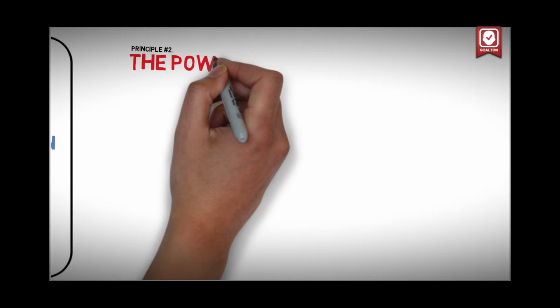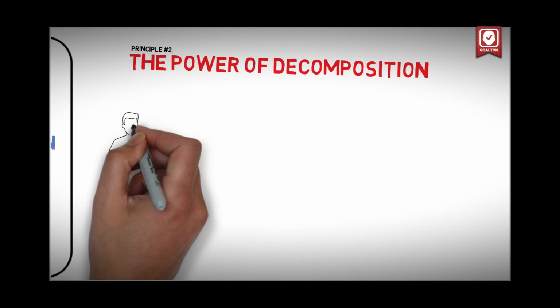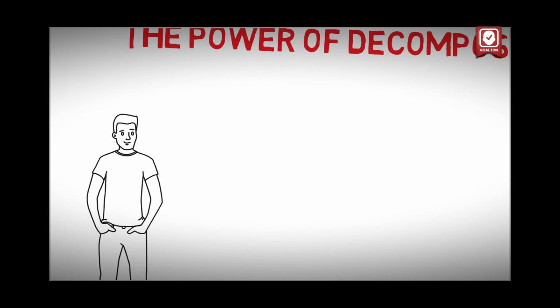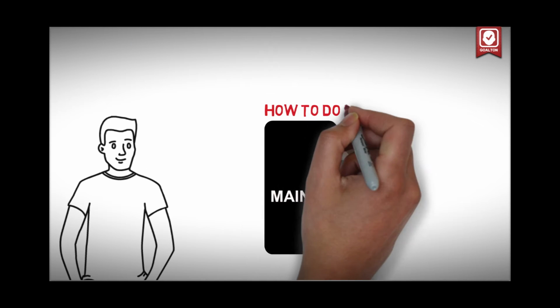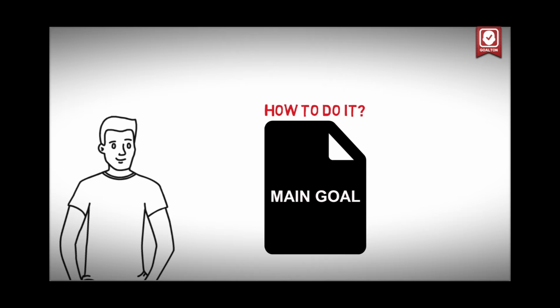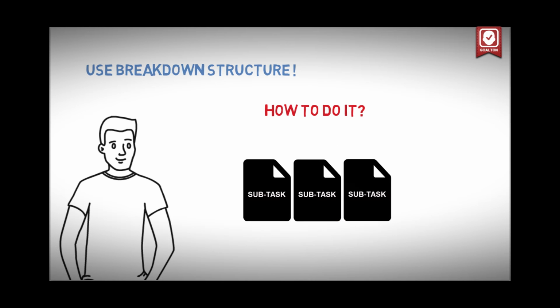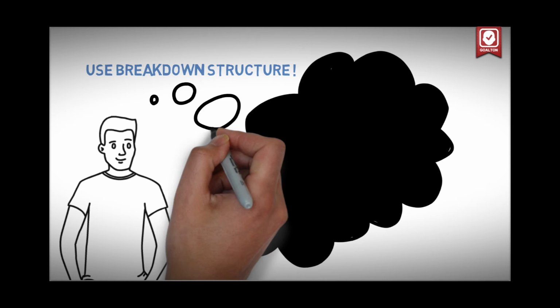Principle number 2. The power of decomposition. After you set the goal, you have to decompose it into tasks. You should break each task down to the micro level, where it becomes simple and elementary to implement. Often, people do not start something new because they do not know how to do it. An easy way to think about a work breakdown structure is as an outline or map of the specific project.